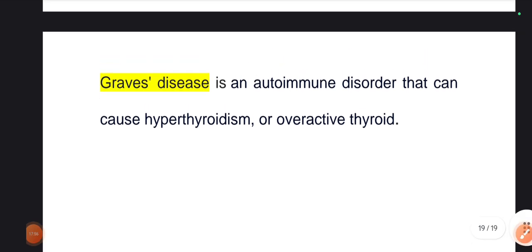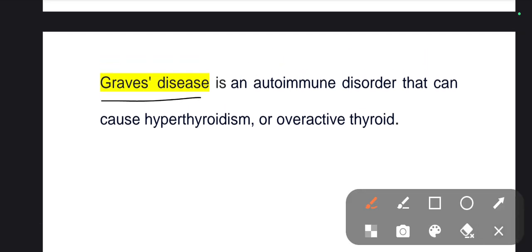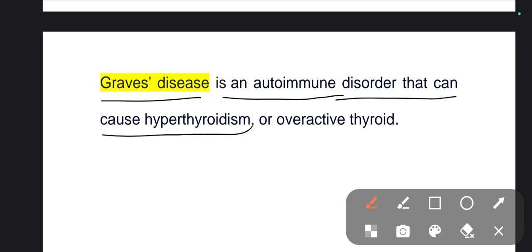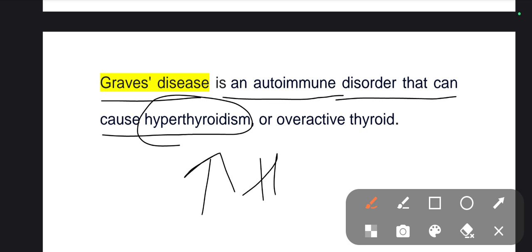The last one is Graves disease. It is an autoimmune disorder that can cause hyperthyroidism. Okay, increasing of thyroxine levels in the blood. So overactive thyroid, overproduction by the thyroid gland, leads to Graves disease.